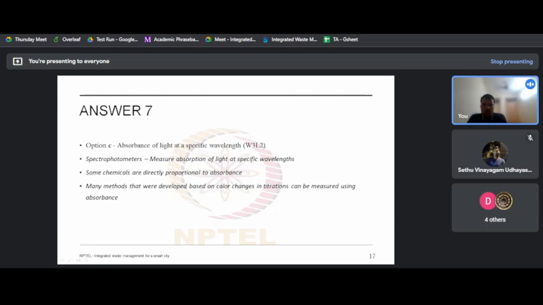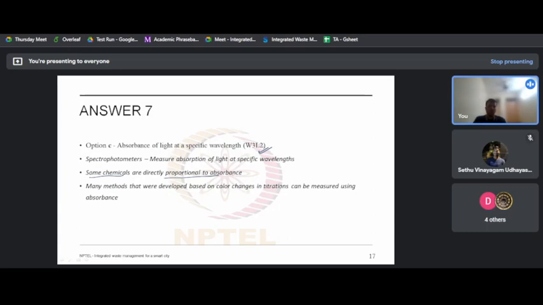So option C is the correct answer. Absorbance of light at a specific wavelength. Students can refer to the second lecture of this week. So it can be seen here. Chemicals will be directly related to the absorbance, so the level of absorbance that we get from the solution. Depending upon that, we can find the concentration.